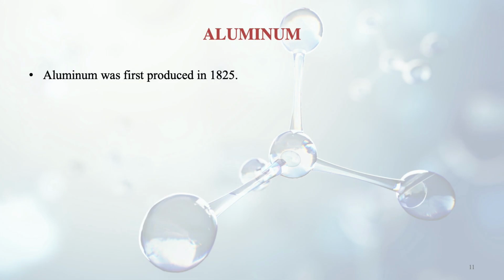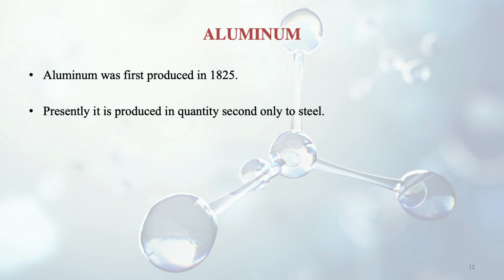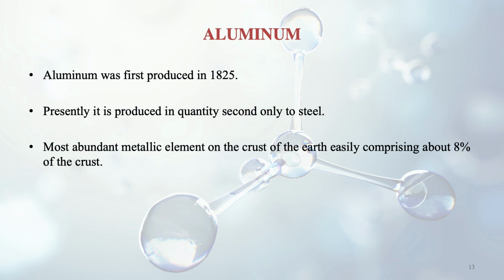Aluminium. Now the first non-ferrous material we are discussing is aluminium, and a little bit of history. It was produced in 1825 and presently it is produced in quantity second only to steel. So it is that much important, and it is one of the most abundant metallic elements found in the Earth's crust, around 8% of the Earth's crust. And how it is made, we can see: bauxite.